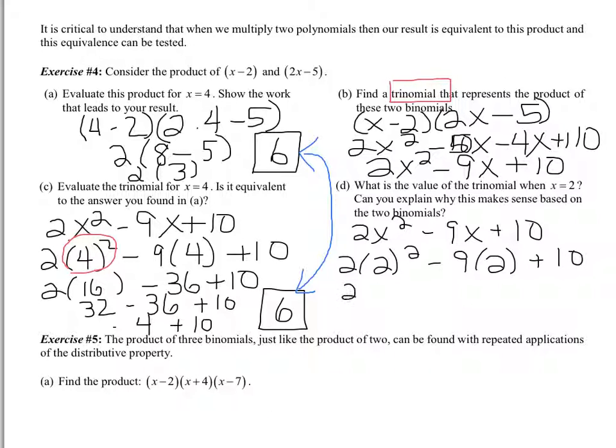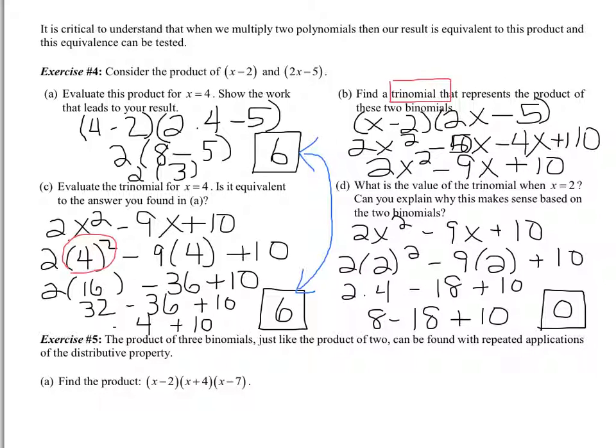I'm going to have 2 times 4 minus 18 plus 10. 8 minus 18 is negative 10 plus 10. I get 0. Okay, that was plugging 2 into the trinomial. Why does it make sense that that would be our answer? Well, let's take a look.